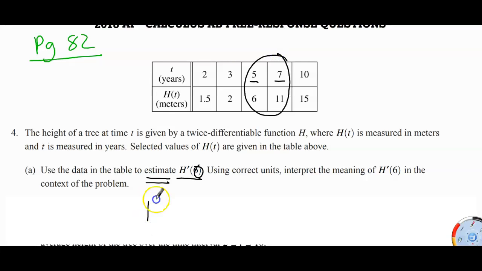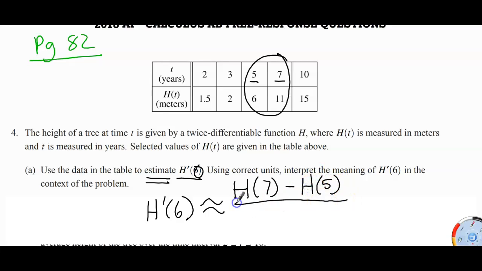So h prime of 6, the instantaneous rate of change of this function at t equals 6, can be approximately said to be equal to the average rate of change between h of 7 and h of 5. Now h of 7 is 11, h of 5 is 6, so that's going to be 5 over 2. And so there's our first piece of the answer there. So we've accomplished the first thing they've asked.